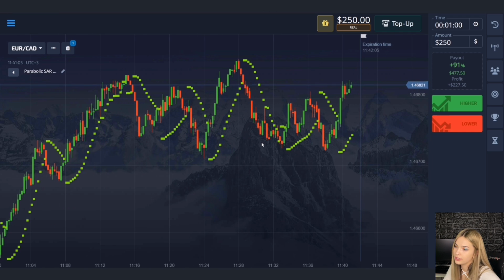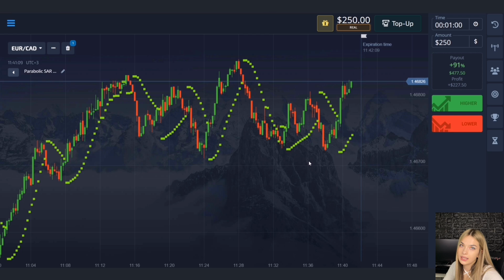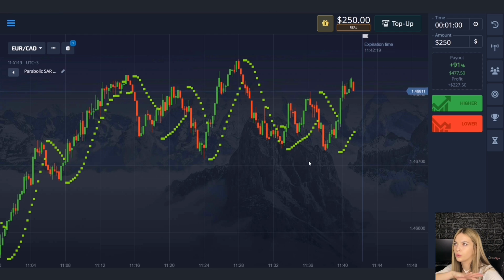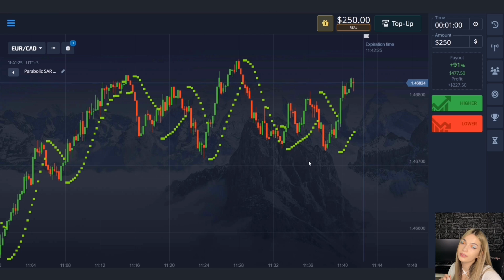Also, of course, don't forget about the support and resistance levels, because this indicator, like any other indicator, is an auxiliary tool of technical analysis. First of all, we pay attention to the support and resistance levels and the whole trading situation, and only then to the hints of this indicator, because only a competent combination of indicator and technical analysis can give us a good result.